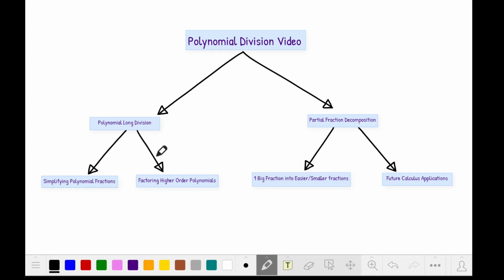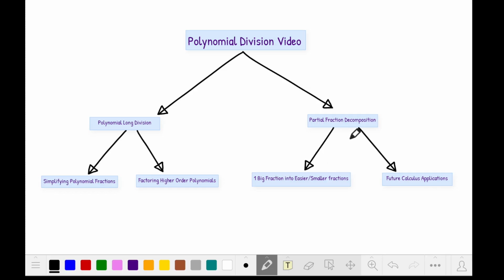Once we finish doing that, we'll leave aside the polynomial long division to talk about partial fraction decomposition. So with the partial fraction decomposition, what we're going to do is the opposite of long division. What we are going to do is turn one big fraction into easier or smaller fractions. So instead of having to work with one big ugly term, we could break it up into a set of smaller fractions which are adding and subtracting each other, but at the end of the day are equivalent to the one really big messy looking fraction.